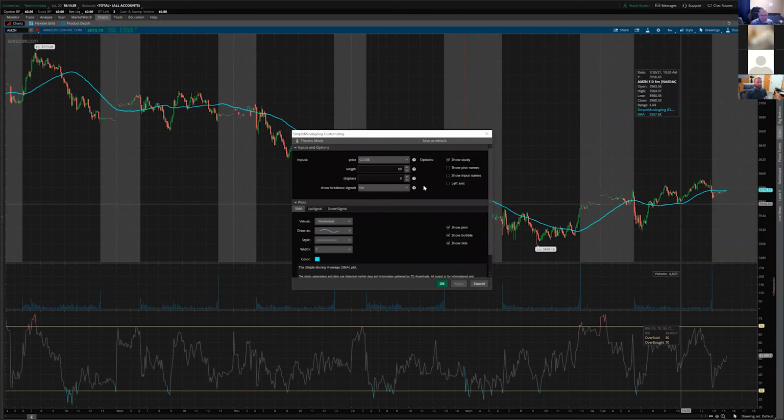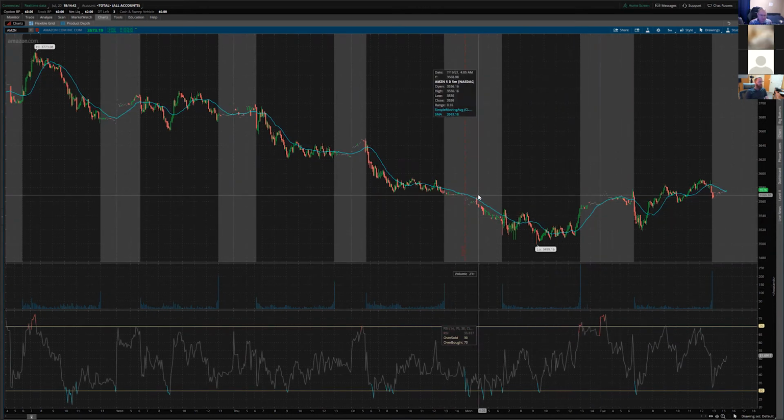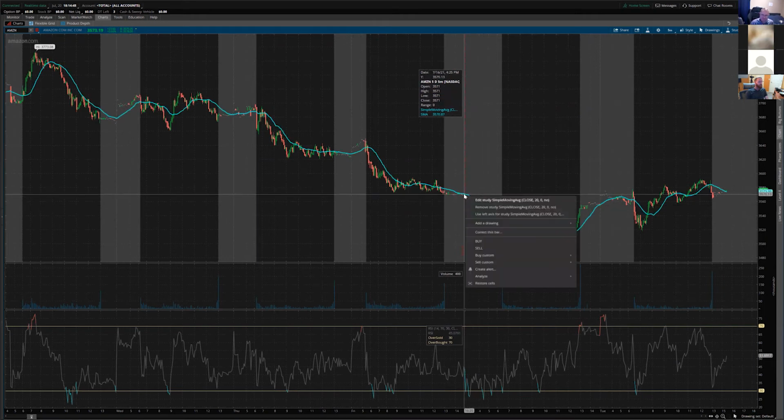I can change this to 20. See, the shorter you get for the length, the more choppy it is compared to smooth. If you have a smoother thing or a longer length, then it can show you a broader picture.